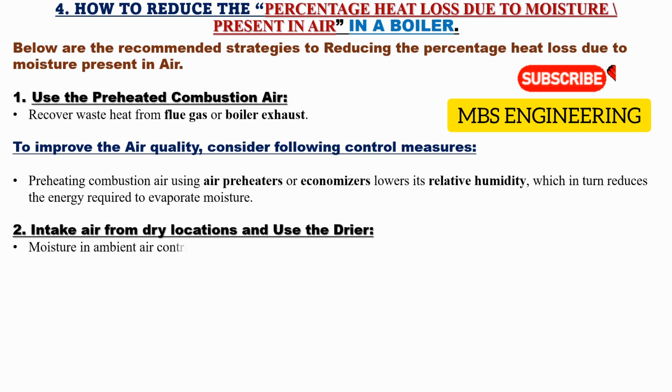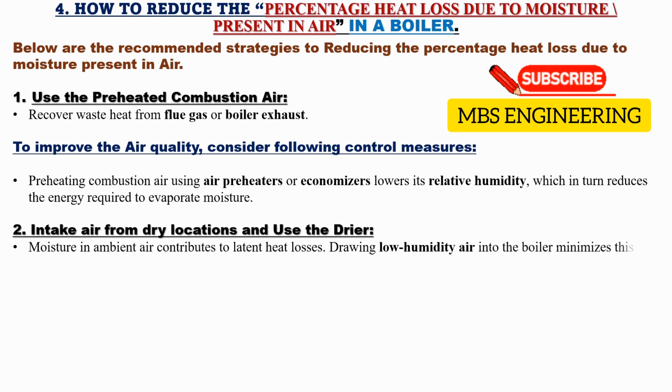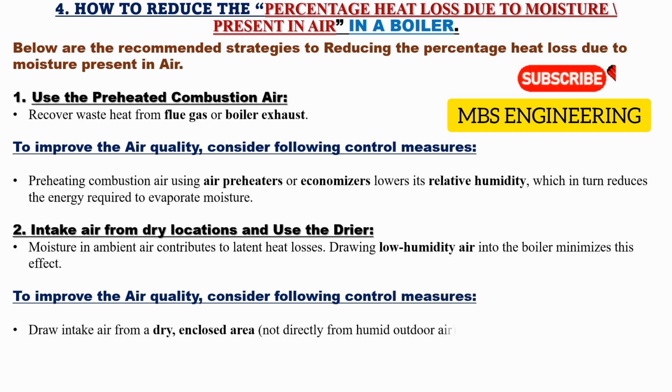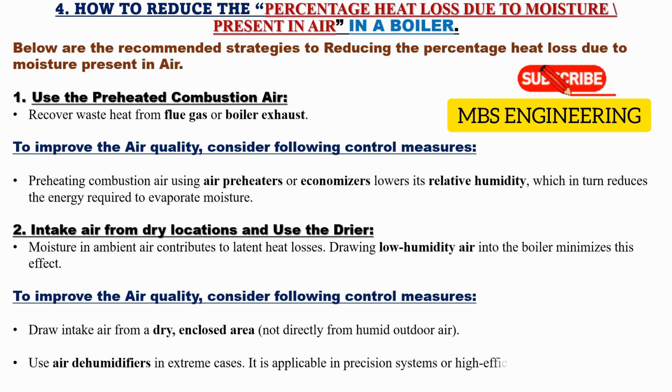The second recommendation to reduce the heat loss is to take intake air from dry locations and use dryer air. Moisture in ambient air contributes to latent heat losses. Drawing low humidity air into the boiler minimizes this effect. To improve the air quality, consider the following control measures. Draw intake air from a dry, enclosed area, not directly from humid outdoor air. Use air dehumidifiers in extreme cases. It is applicable in precision systems or high-efficiency boilers.